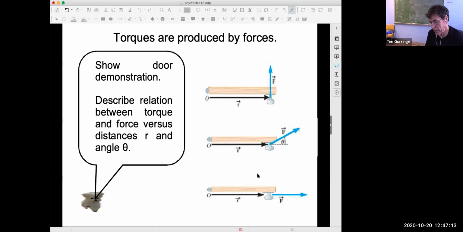So this demonstration tells you that not only where you apply the force counts in creating a torque, but also the direction of the force counts in creating or producing a torque.